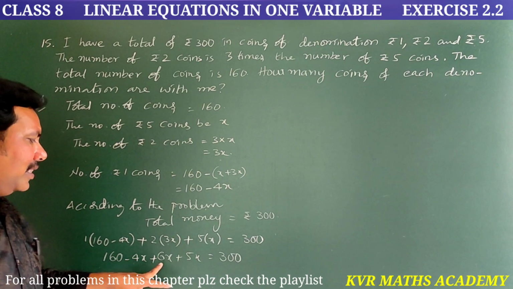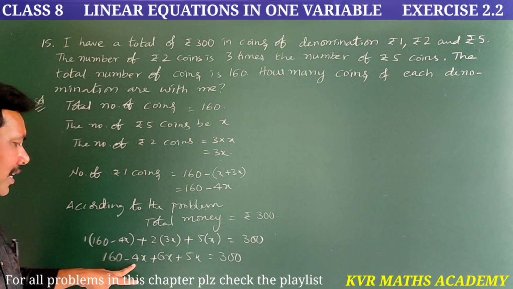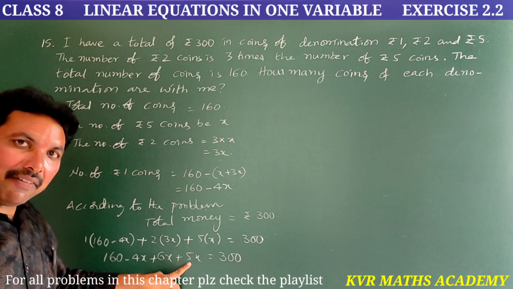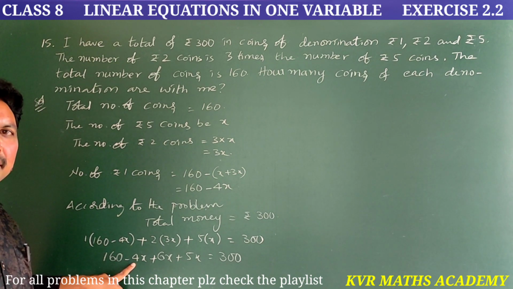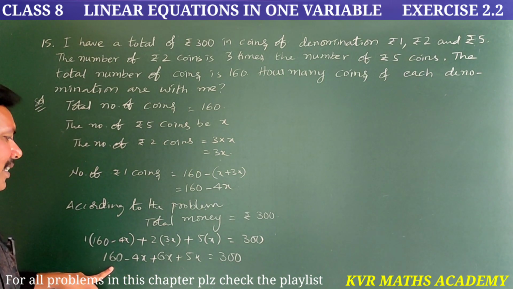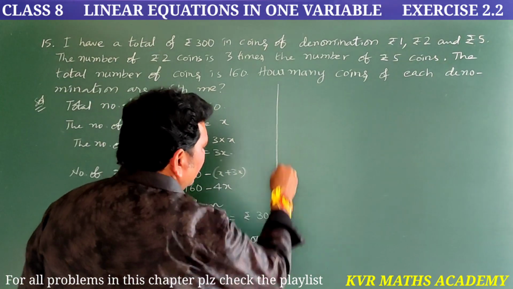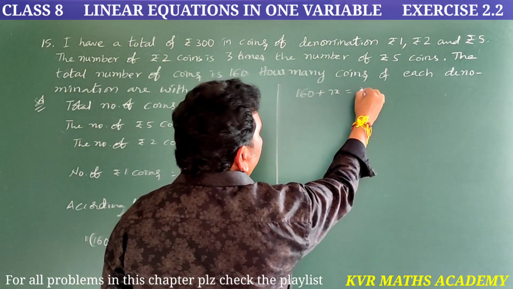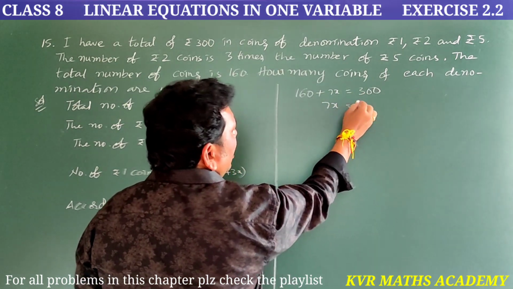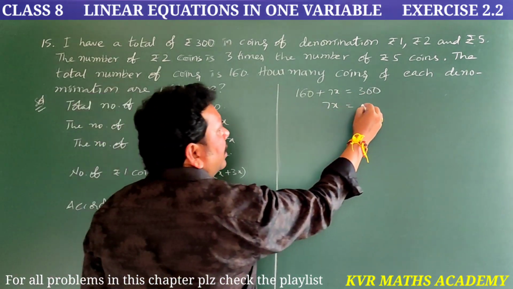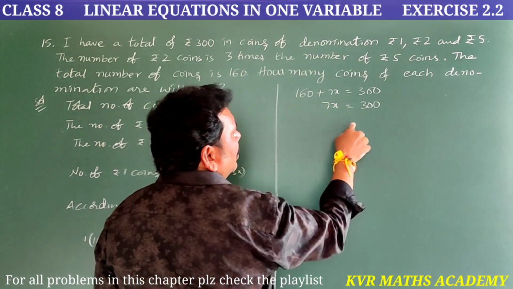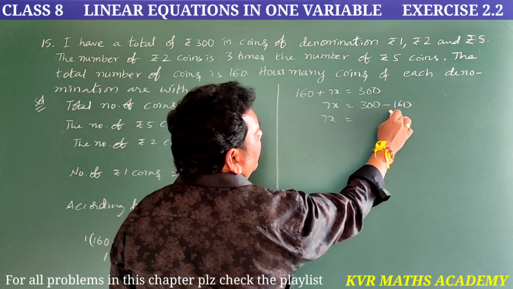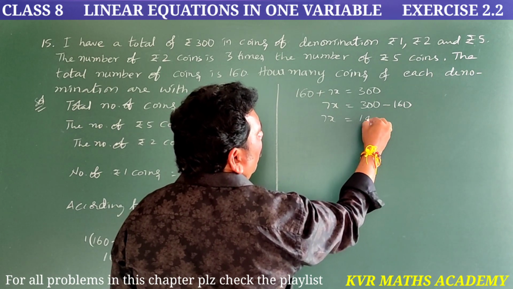6x plus 5x, both are positive values, this is a negative value. So 6x plus 5x, 11x. 11x minus 4x, 7x. So 160 plus 7x is equal to 300. So 7x is equal to 300, transferring 160 to this side, plus 160 will become minus 160. So 7x is equal to 300 minus 160, 140.